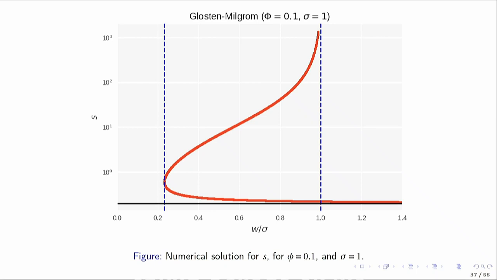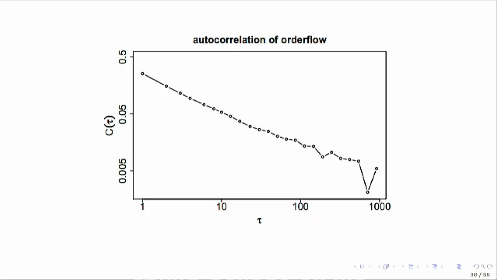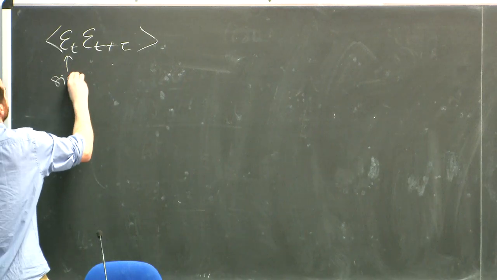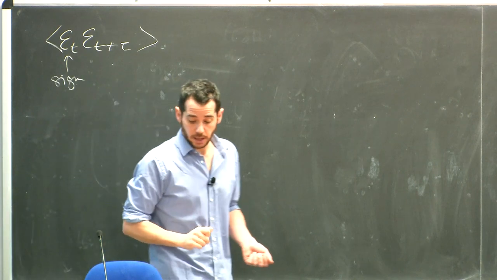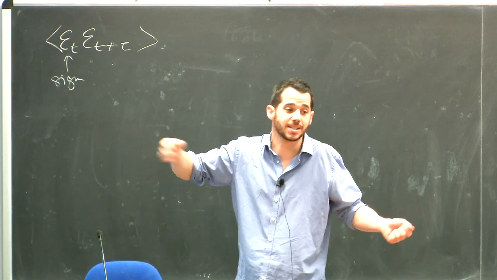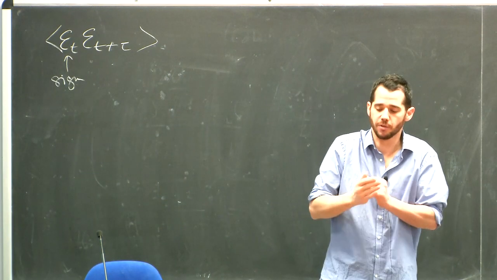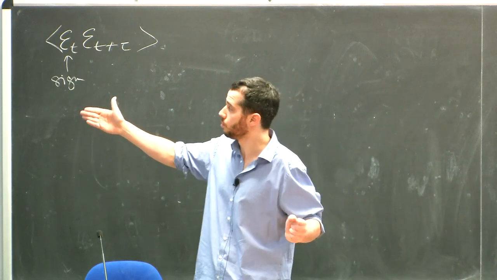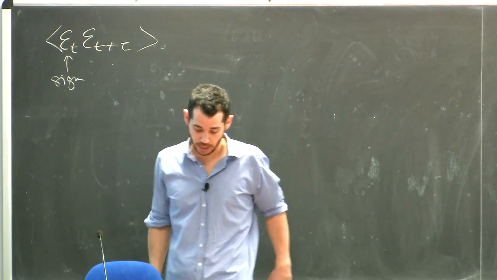And to see this empirically, we got to the question of whether there is a very long-term persistence of the signs in the trades. So there was the autocorrelation of the trade sign, which is a sign that for a long time, the order flow is persistent.